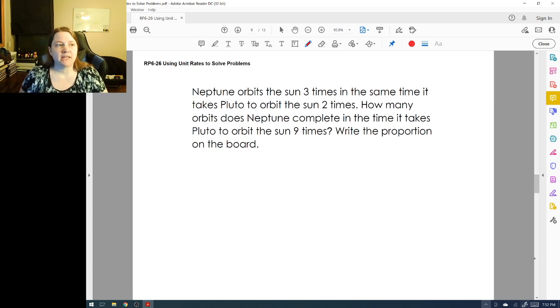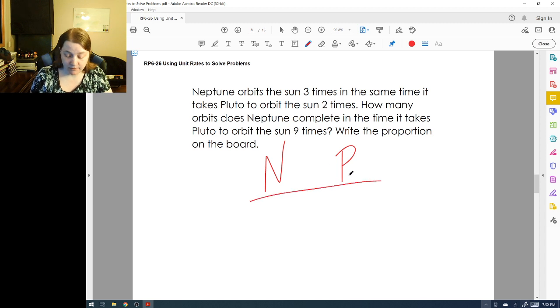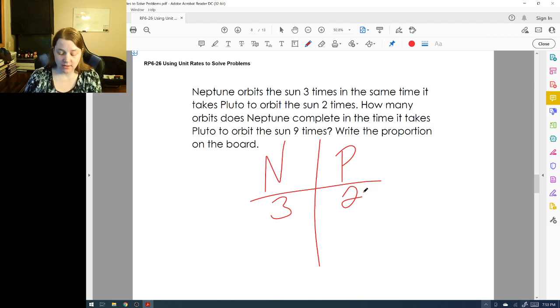Let's talk about some planets. Neptune orbits the Sun 3 times in the same time that it takes Pluto to orbit the Sun 2 times. How many orbits does Neptune complete in the time it takes Pluto to orbit the Sun 9 times? We're going to write a proportion here. We're going to talk about Neptune and Pluto. So Neptune orbits 3 times when Pluto orbits 2. We want to know what happens to Neptune when Pluto orbits 9 times.